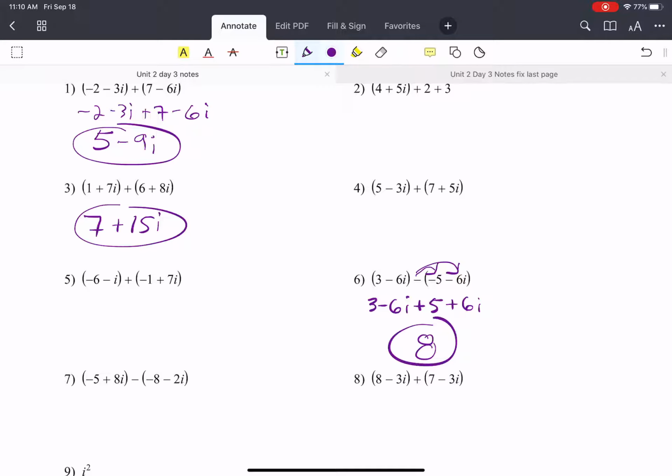Okay, I got one more subtraction. Let's do 7. -5 plus 8i plus 8 plus 2i. Two negatives make a positive, right? So -5 plus 8, my real parts are the like terms, so that's 3 plus 10i.